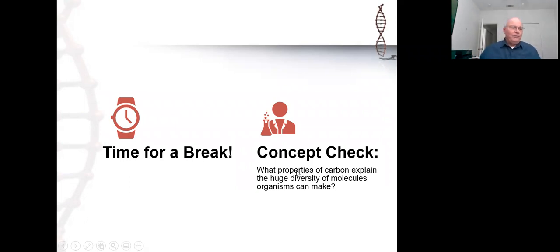So, time for our first break. We've been going for a little while now. So here is our first concept check question. What properties of carbon explain the huge diversity of organic molecules organisms can make? So if you want to go grab a drink, take a bathroom break, or you just want to take a little bit of time to think about what we talked about in the first section, by all means, put it on pause. I'll still be here when you come back. Otherwise, stick around for about 30 seconds and then I'll give you the answer to this question. Think through the question, see if you can come up with your own answer.